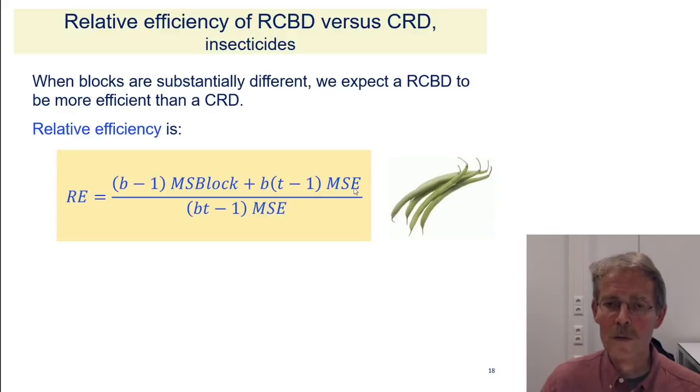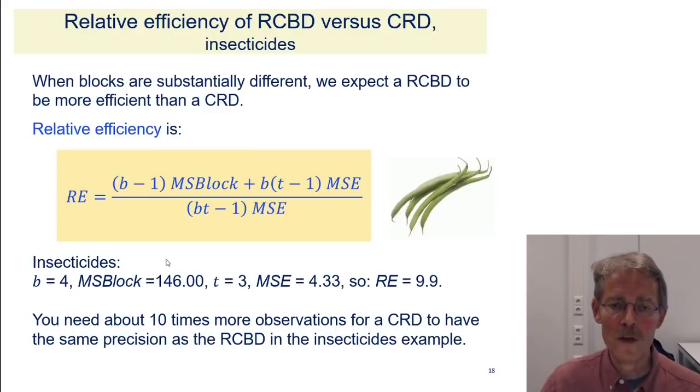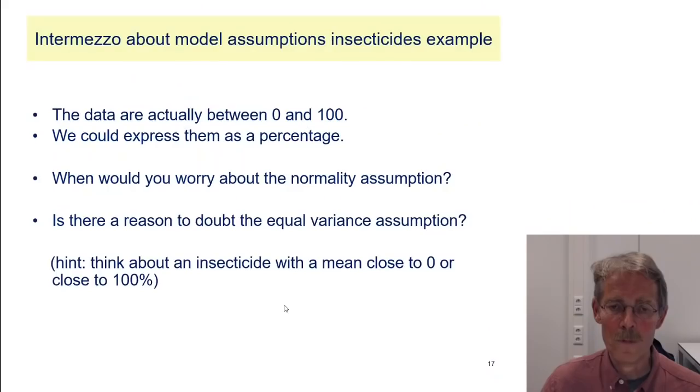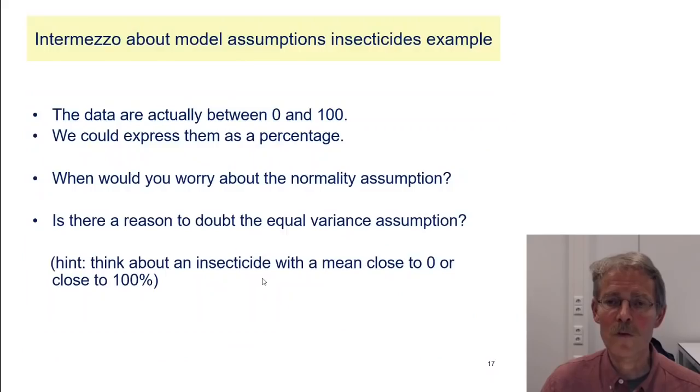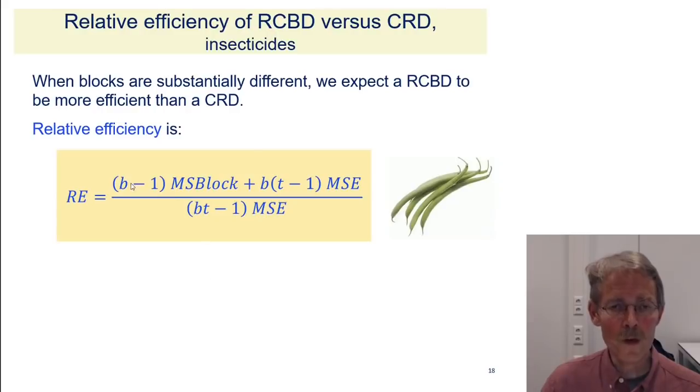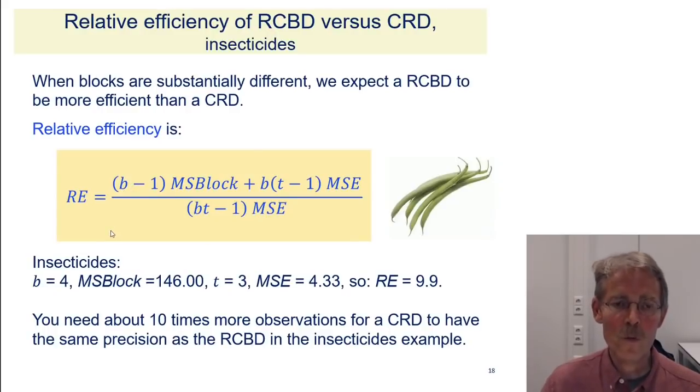You have to pick your mean square error also from there. So let's give me this again. So blocks 146, mean square error, well, that's here, 4.33. So 146 is the mean square for the blocks, plots here, 4.33 is the one for residuals, that's the error. So you can pick the two numbers from your ANOVA table. You plug in the 4 blocks and the 3 treatments, 3 insecticides, and what you get is 9.9.